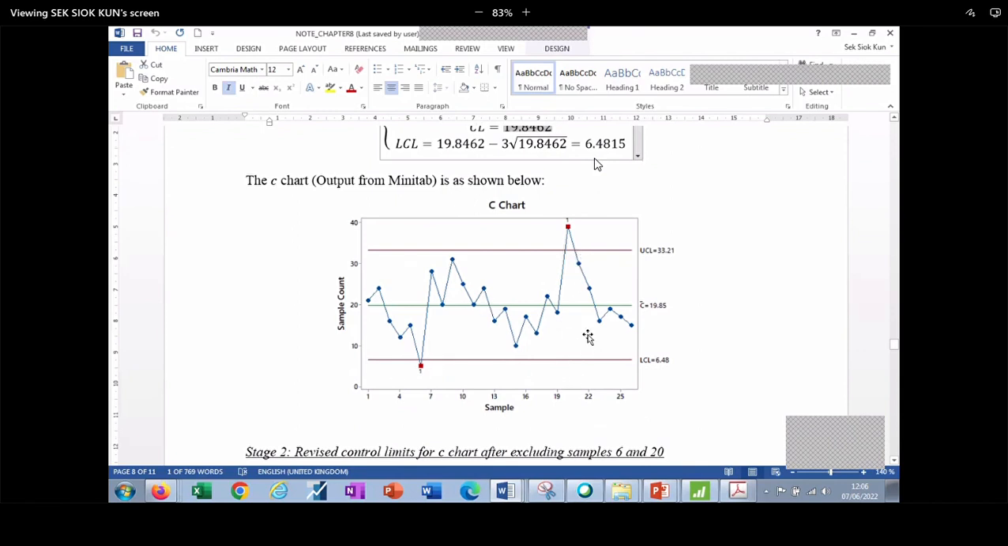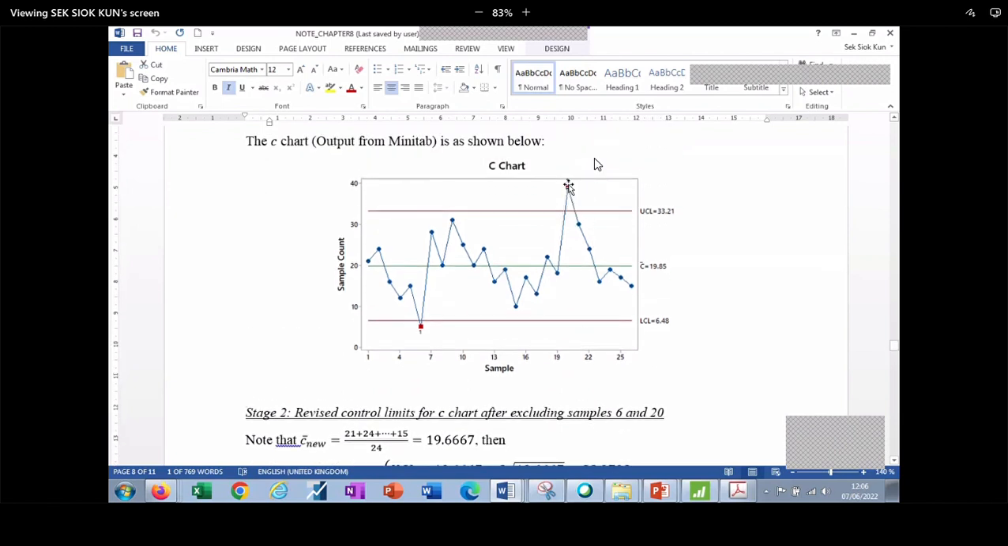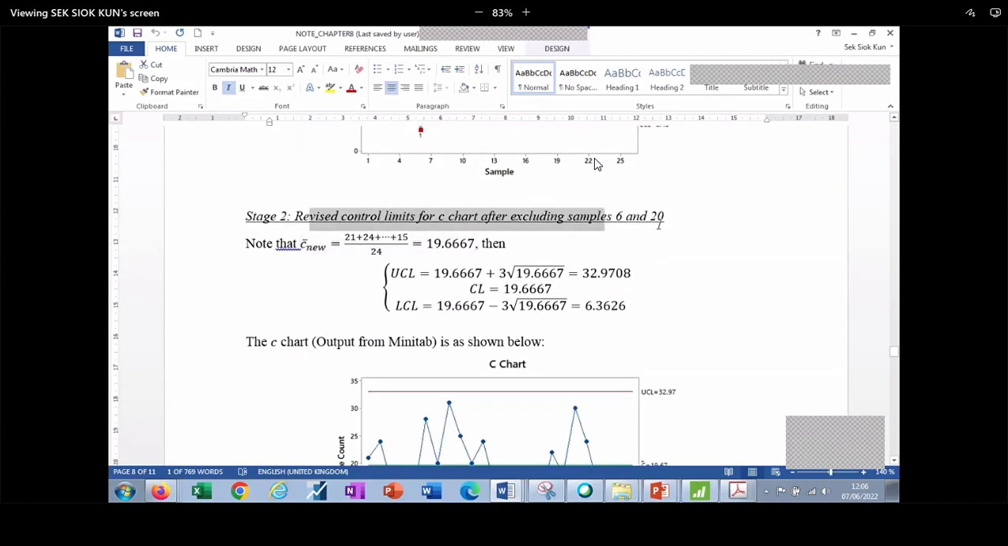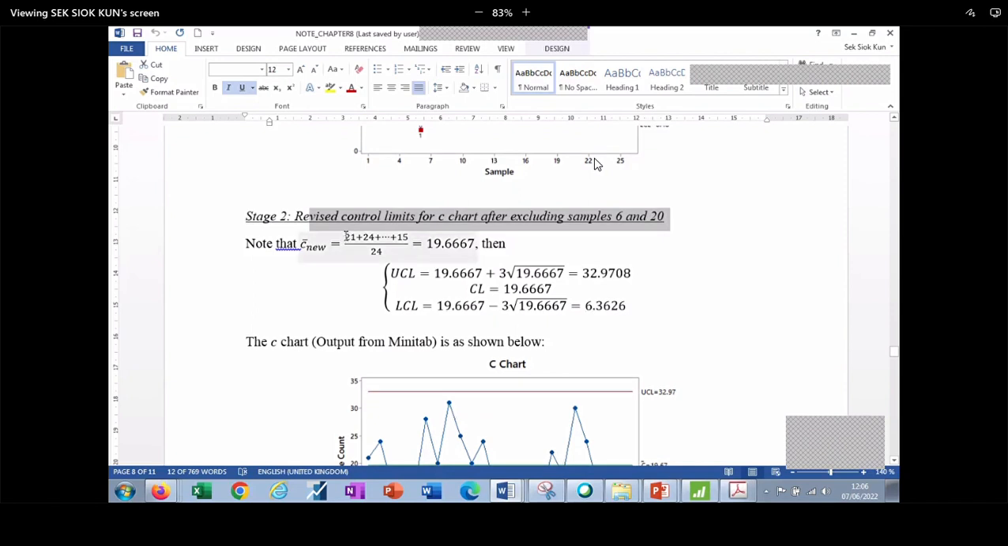So from the plot here, we observe 1 point, 2 points out of control. Then next, we need to investigate the reason behind. If they are due to assignable causes, then we remove them. So then we revise the control limit for the samples 6 and 20, which we already removed. So we have to calculate the new C bar, which we sum up all the defects but exclude the 2 points, 6 and 20. And then now we divide by 24 rather than 26.